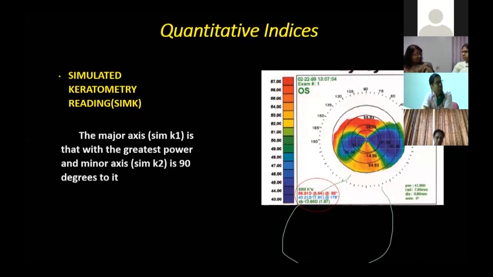And the first one will be the CMK values. The major axis of CMK is the one which has the greatest power, and the other is 90 degrees opposite to it.